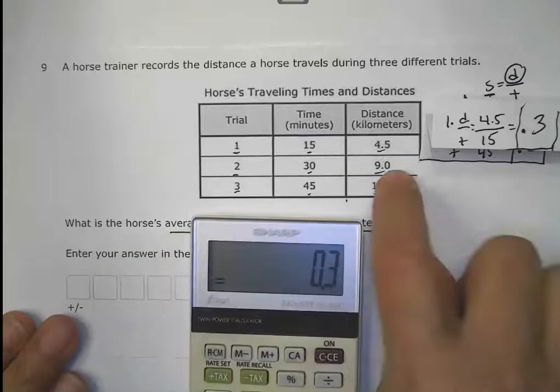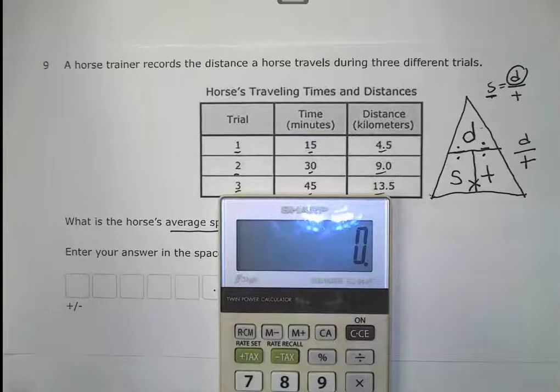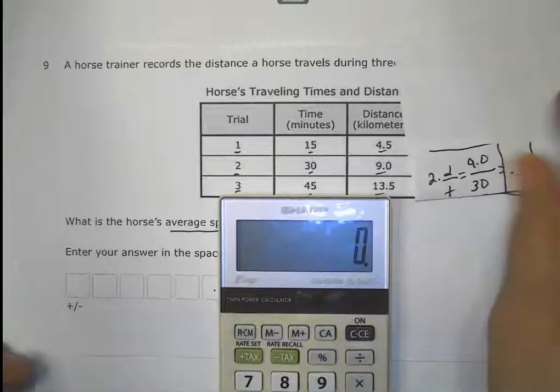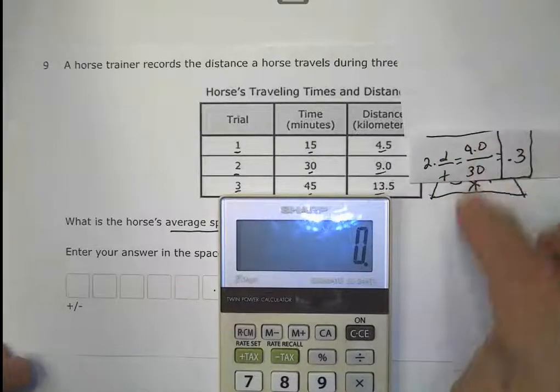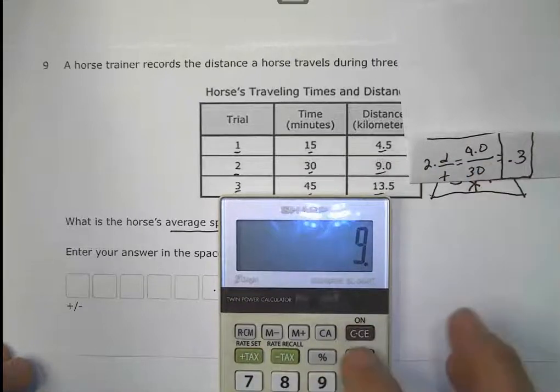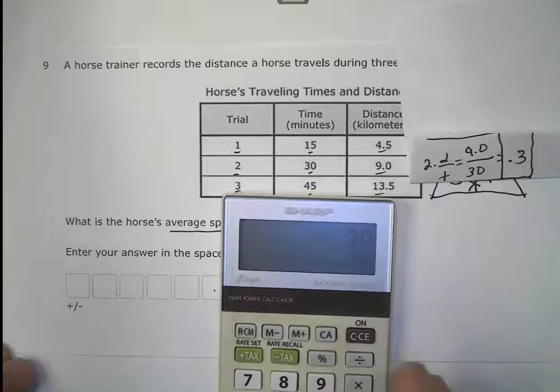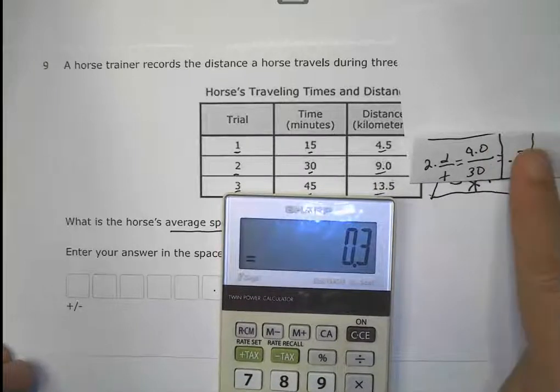So then I'm going to do the same thing to this one, and I have it right here just so that there will be no confusion. I'm going to do number 2 now. Distance over time, distance over time. So I want my 9.0 divided by 30. That's going to give me 0.3 again, and there it is.